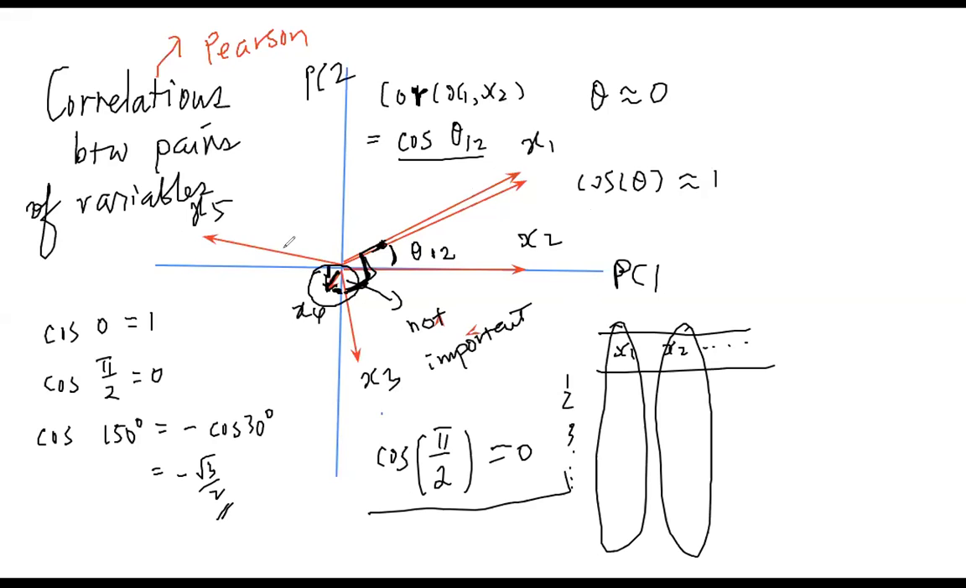And if they form an angle that exceeds 90 degrees, something like this, okay, so maybe this is cosine 120 degrees. What will this be? This will be minus cosine 60 degrees, which is minus 1 over 2. So that will be a negative correlation.